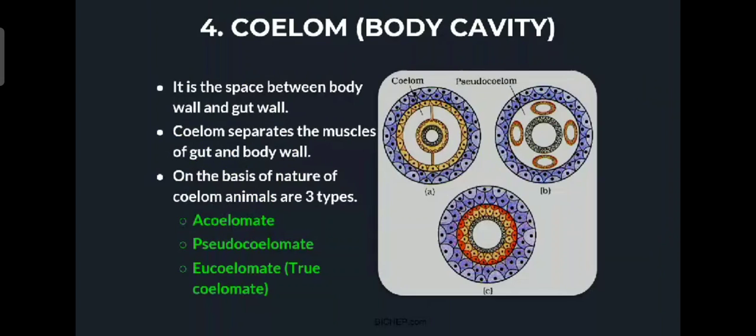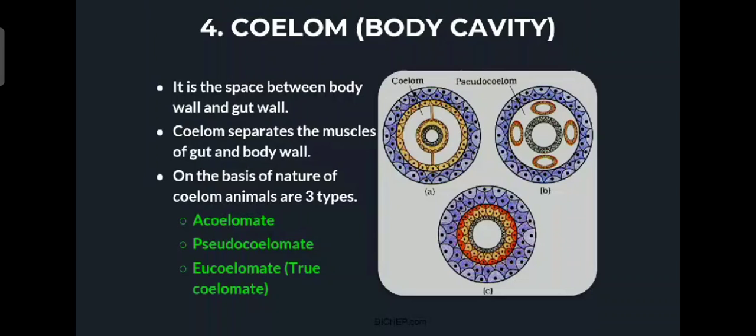Fourth point, coelom. Coelom is nothing but the body cavity. It is the space between the body wall and gut wall. What is coelom? It is the space between the outer body wall and the gut wall. Gut wall is nothing but the wall of the digestive system. In between the digestive system and the body wall, space is there. That is called as the coelom.